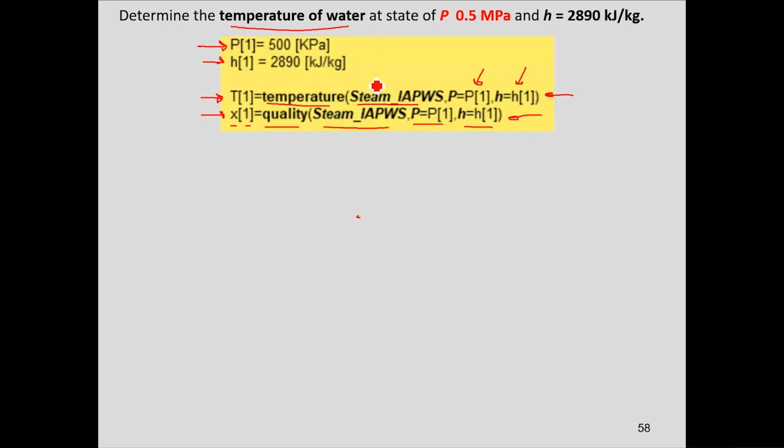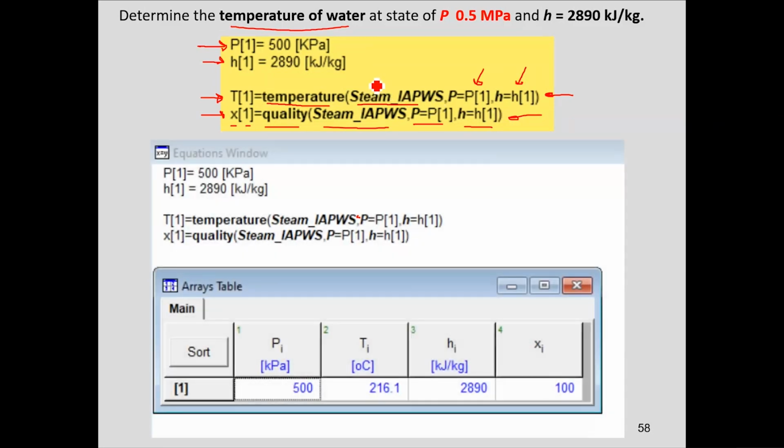So if you've written the first three lines, you will find your temperature to be 216.1. You don't have to find out whether you are in the compressed liquid region, superheated, or mixed region, and you don't have to do the interpolation also. The software will do it for you.